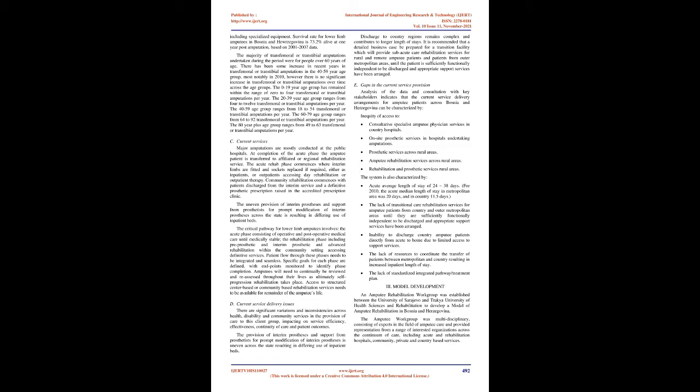The critical pathway for lower limb amputees involves the acute phase consisting of operative and post-operative medical care until medically stable, the rehabilitation phase including pre-prosthetic and interim prosthetic and advanced rehabilitation within the community setting accessing definitive services. Patient flow through these phases needs to be integrated and seamless. Specific goals for each phase are defined, with endpoints monitored to identify phase completion.